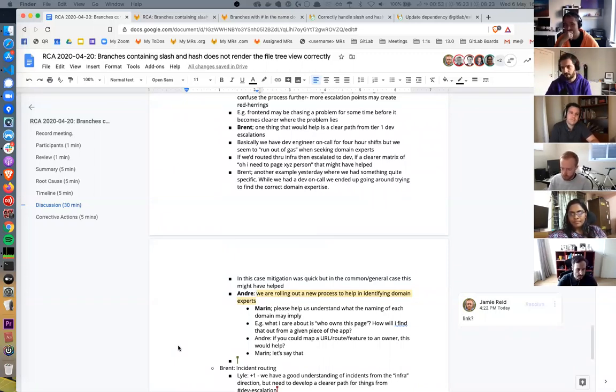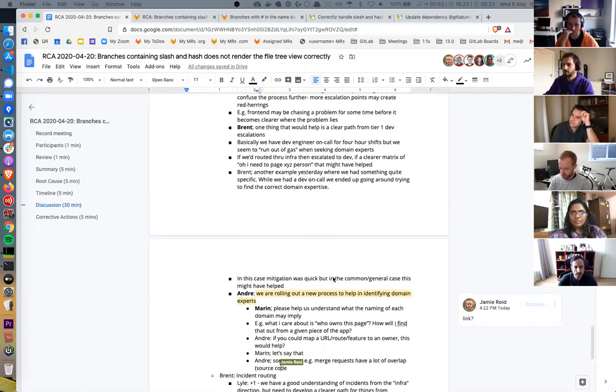I feel like this would be a great help. It's already noted down, and we probably could derive a corrective action here, which is to find a way to map feature to owner, whatever that might mean. But it feels like a great corrective action here. So thank you.